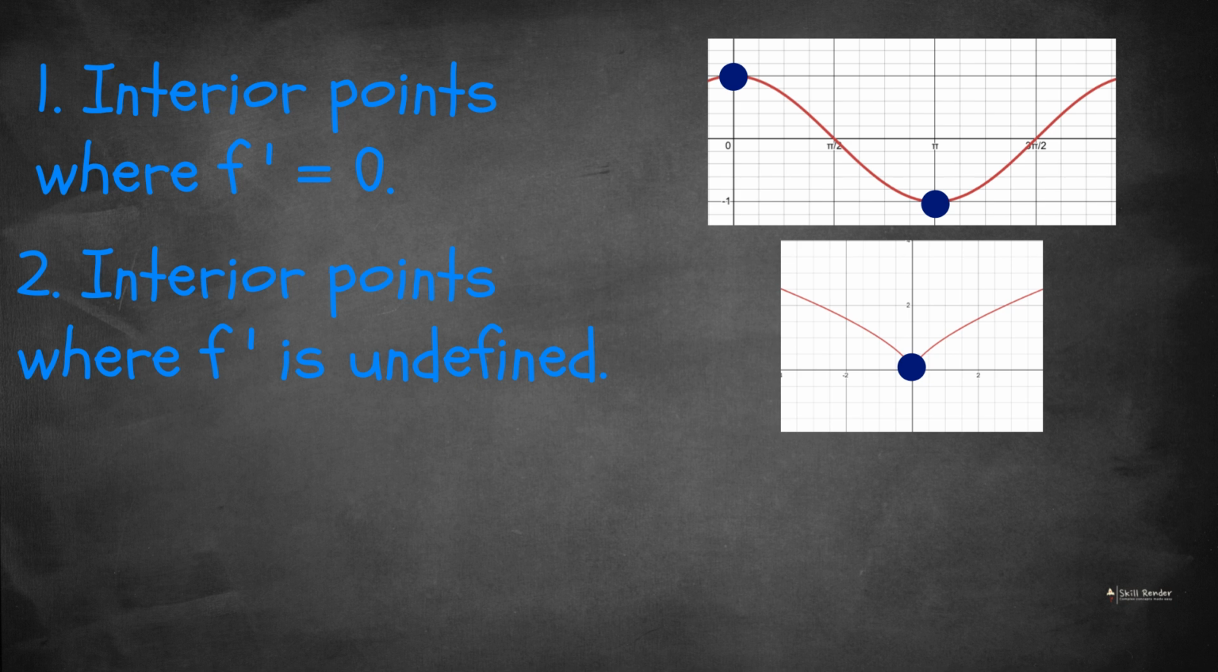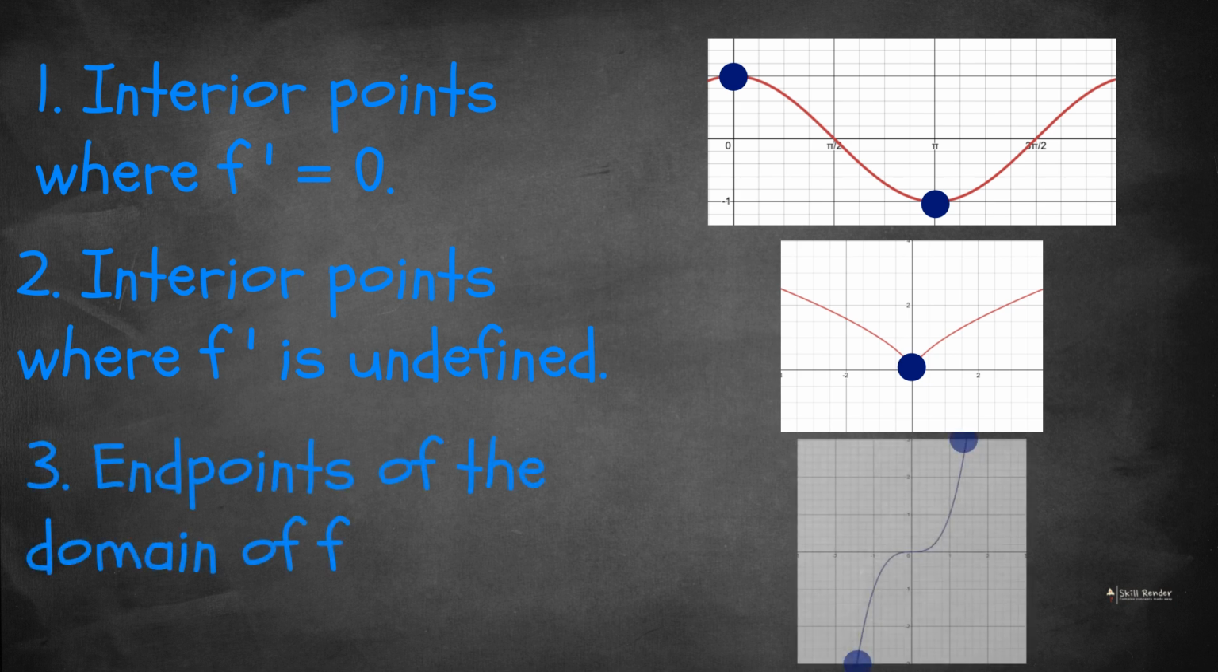We are going to call these first two types of points critical points. 3. Endpoints of the domain of f are another place where extreme values can exist on a function.